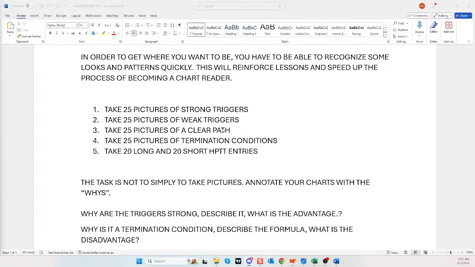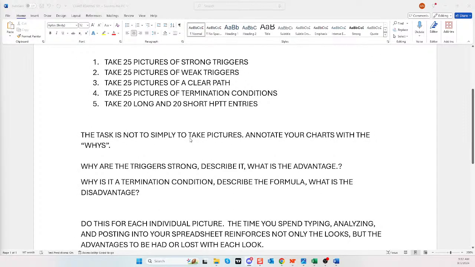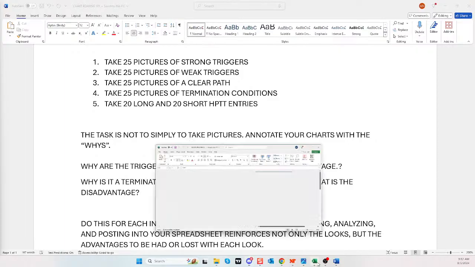Take pictures of a clear path and a termination condition and know the difference between the two. Go take pictures of what it looks like to have a high probability trend trade entry and understand that it's a pullback to an area inside of favorable large triggers. And then what you're going to do is you're going to piece these together to create a trade. But the task isn't to just take a picture. And this is where I kind of harp on the idea that language is important. Talk about the whys. Why is it strong triggers?